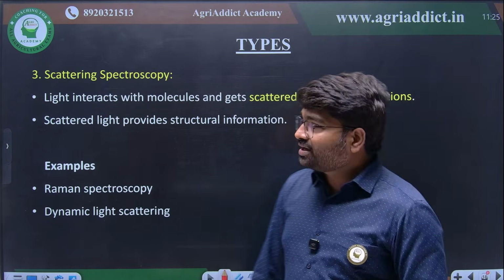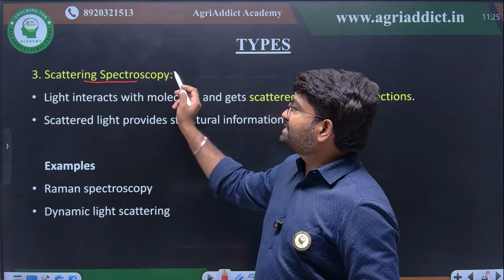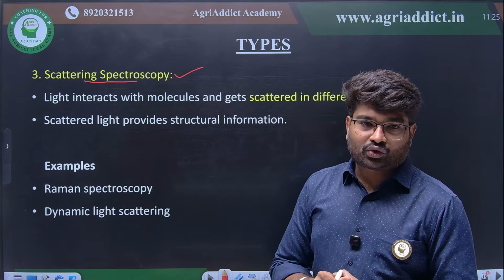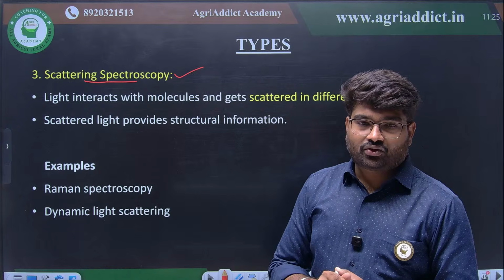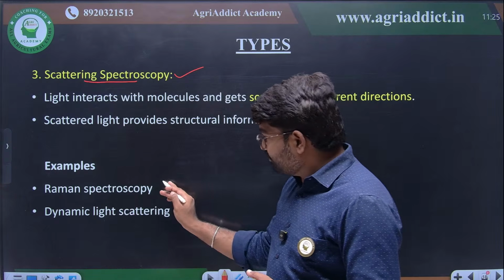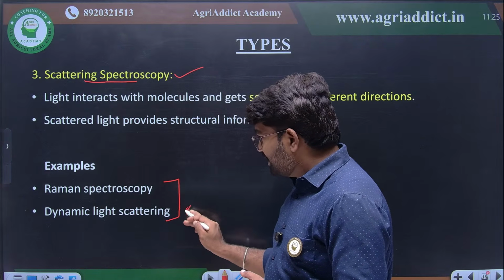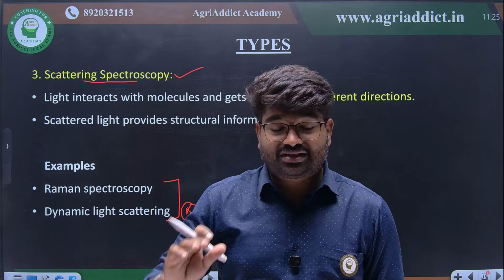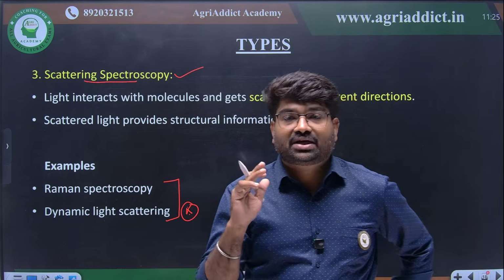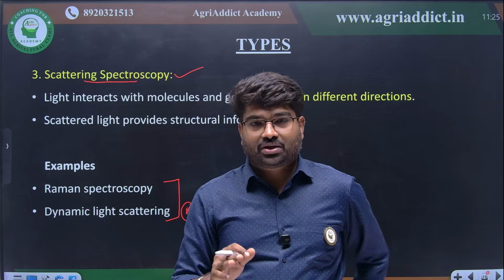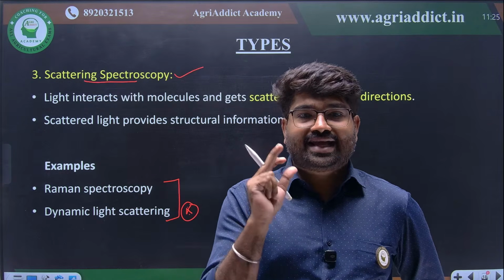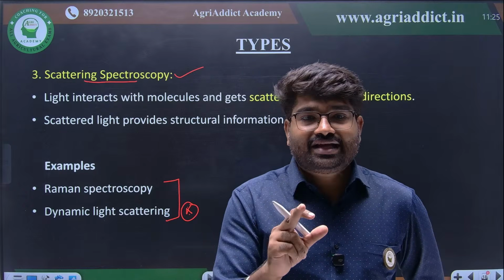Another most important thing is scattering. Light can be scattered from the molecule, so we can call that scattering spectroscopy. The typical examples of scattering spectroscopy are Raman spectroscopy and dynamic light scattering. This is the most repeated and most important question also. Raman spectroscopy and dynamic light scattering are examples of scattering spectroscopy.